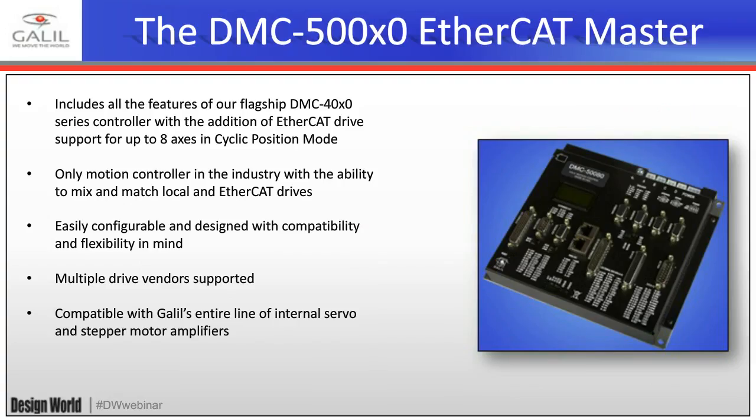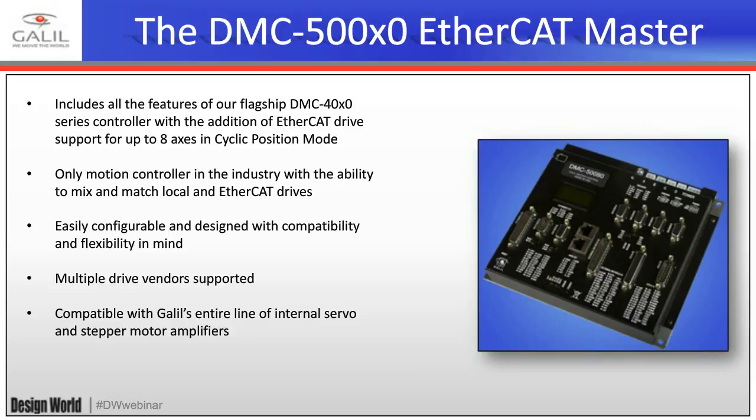Speaking of EtherCAT masters, a year and a half ago, Galil released our DMC 50,000 EtherCAT master, which includes all the features of our flagship DMC 4000 series, but adds the capability of communicating with up to 8 EtherCAT drives in cyclic synchronous position mode. And so, as previously mentioned, in that mode, the 50,000 calculates positions for each drive to be at on each cycle, and then sends those out, which the drives then execute.